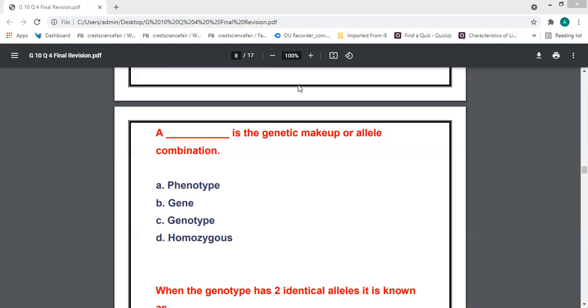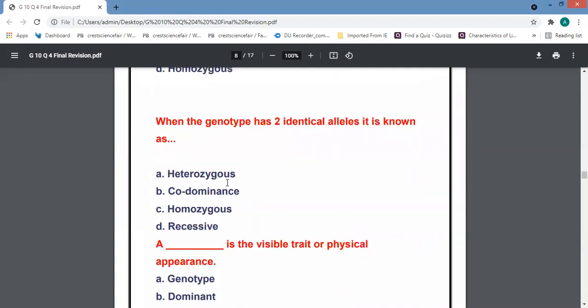Genotype. Genotype, excellent. Next question: when the genotype has two identical alleles, it is known as what? Homozygous. Identical, homozygous, right?